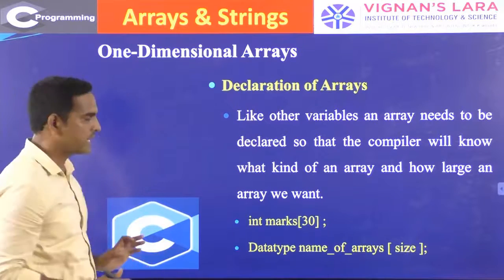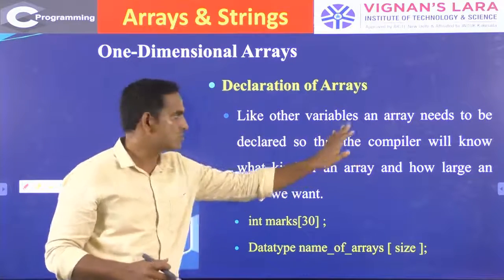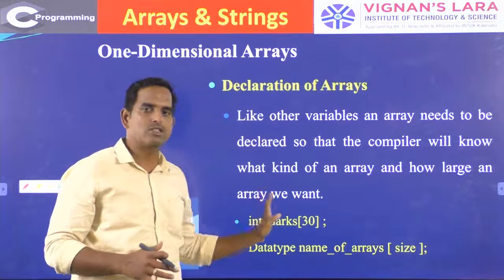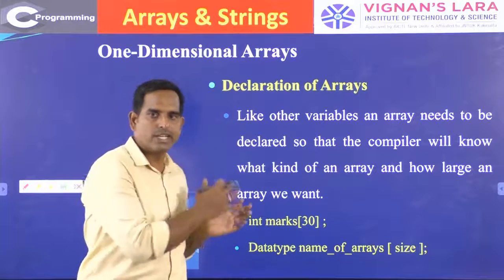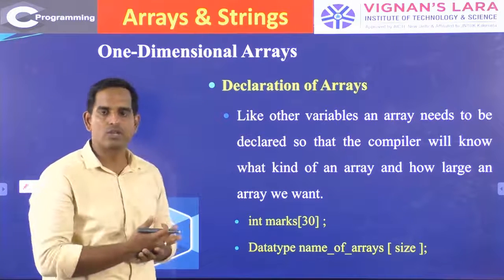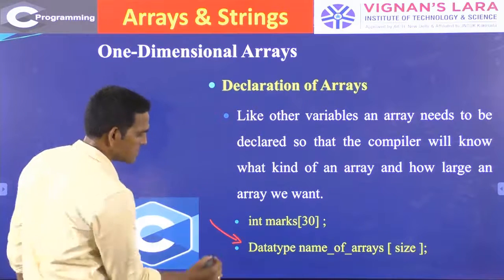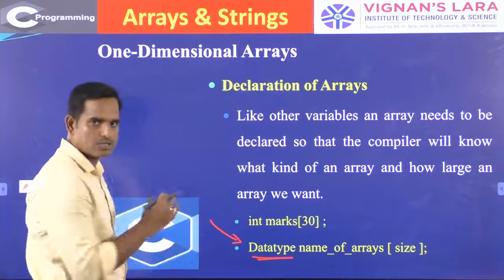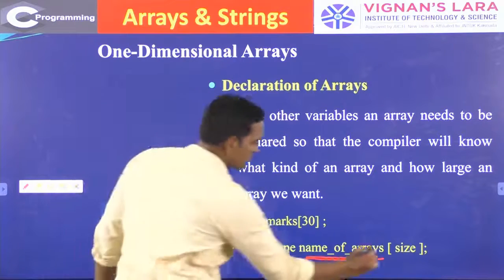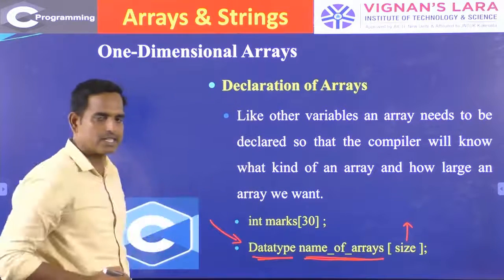Then coming to the declaration of arrays. Like any other variable, an array has to be declared so that the compiler will know what kind of array you are using and how many elements you are going to store in it. An array declaration is in this manner: you specify the data type, then the name of the array, then the size. This is the complete syntax of the declaration of an array.